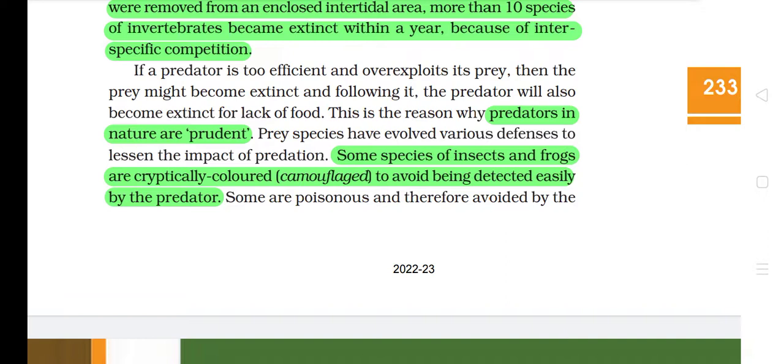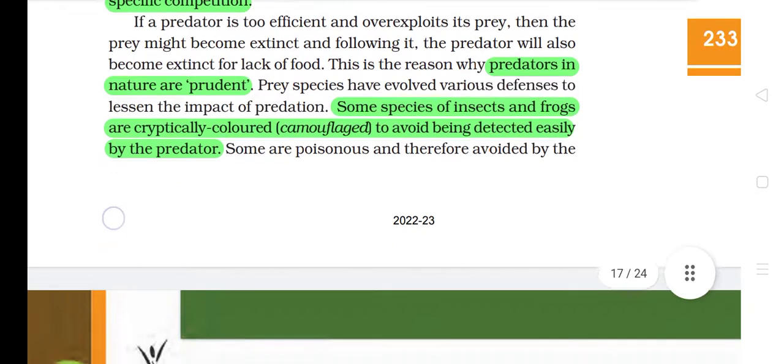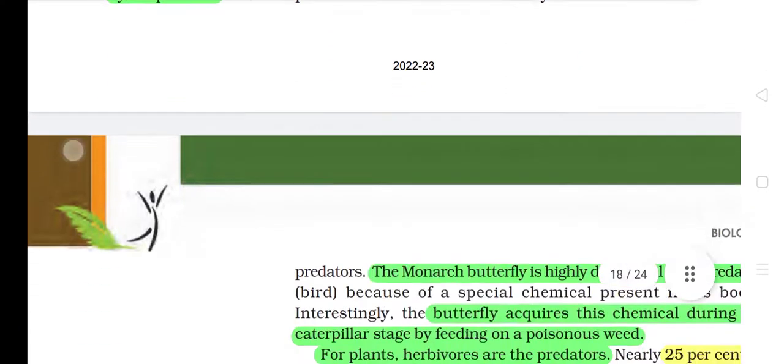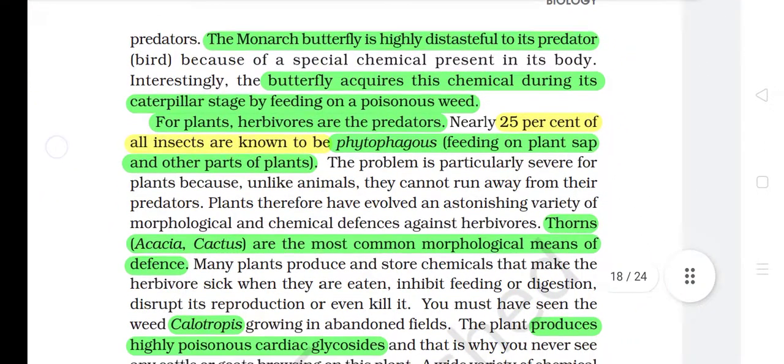Some species of insects and frogs are cryptically colored, camouflaged, to avoid being detected easily by the predator. Some are poisonous and therefore avoided by the predators. The monarch butterfly is highly distasteful to its predator bird because of a special chemical present in its body. Interestingly, the butterfly acquires this chemical during its caterpillar stage by feeding on a poisonous weed.